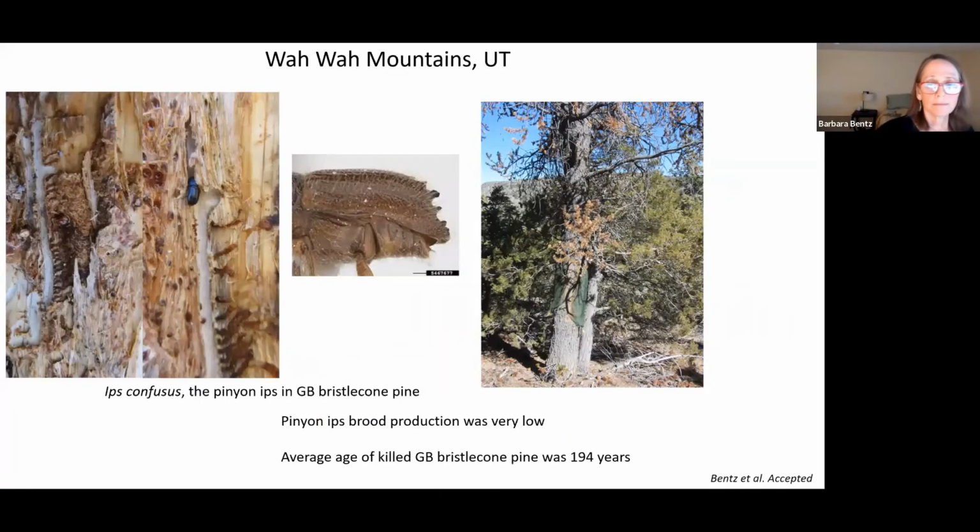In the Wah Wahs, we found not mountain pine beetle, but Ips confusus attacking the Great Basin bristlecone pine. Ips confusus is the pinyon Ips. It's usually found attacking pinyon pine, although its galleries at points look similar to mountain pine beetle. We were lucky to be there in the stand as trees were being attacked, and we found adult beetles, and they're very different morphologically from mountain pine beetle. So we hypothesized that the Ips attacking the Great Basin bristlecone pine at the upper elevations in the Wah Wahs likely came from infested pinyon pine we observed at lower elevations, because similar to the mountain pine beetle brood production at Telescope Peak, brood production of pinyon Ips here was also really low.